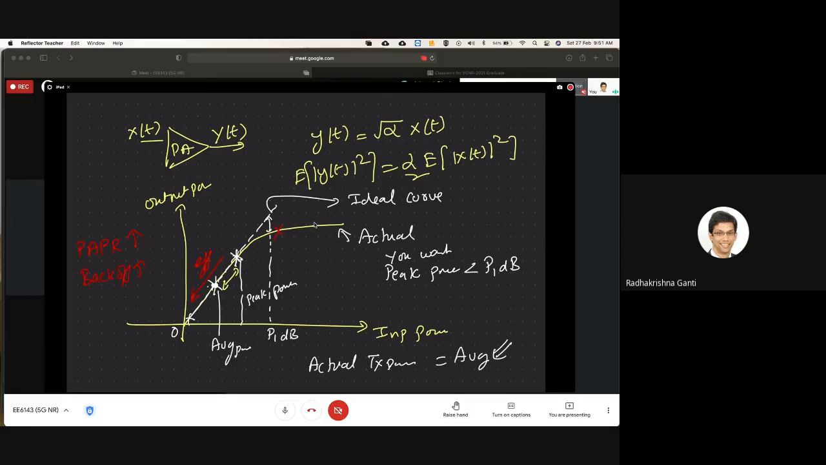They do some other tricks too, but that's for some other class. Generally, if you are power limited, you want to operate at this point because you want to push out as much power as possible. But in cellular systems, we are more or less bandwidth limited, so bandwidth is more expensive. So you generally operate lower, but you make sure everything is linear. That's what happens in general. This is just a trivia point to keep in mind.